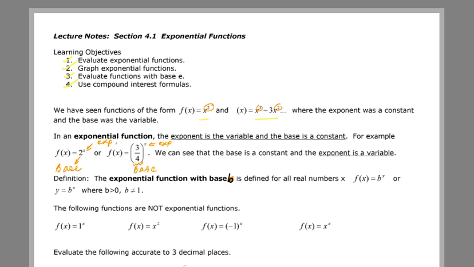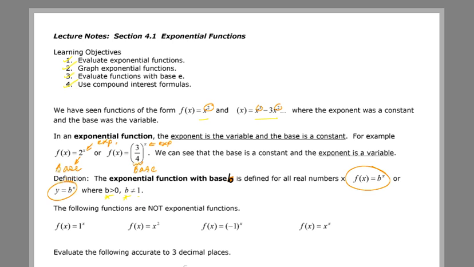Remember, f of x and y are interchangeable. So we can write the exponential function in either one of these formats, but we have a restriction. We just have some things to take into account on the base b that we're working with. The base has to be greater than 0. We're not going to work with a negative base. And the base has to be a number other than 1. The base can be anything. It has to be greater than 0, and it can't be 1.